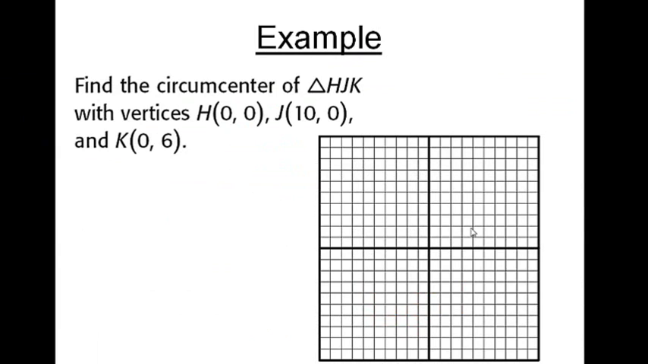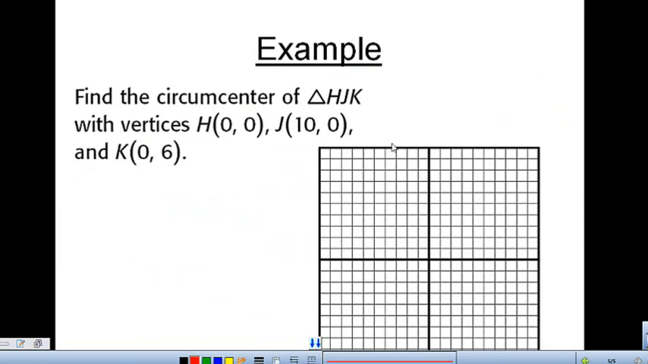Okay, for our second example, it says find the circumcenter of triangle HJK with the following vertices. So remember, to find the circumcenter, we need to do the perpendicular bisector of each side of the triangle. So let's plot this first. We have our first point, H, at (0, 0). So we're going to label this H. Our second point is at (10, 0). So right here is point J. And our third point is at (0, 6). So right here is point K.